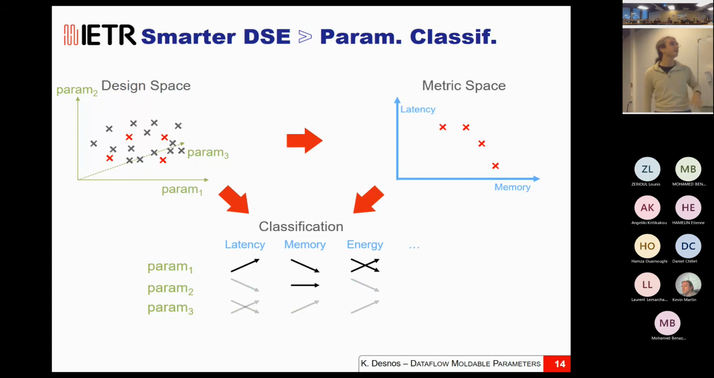And if we can do that, then we can go back to the parameter space. From this classification information, we can try to select in a smart way the moldable parameters configurations that will make it possible for us to find the points on the Pareto front without having to explore the design space exhaustively. Okay, so this is something we would like to achieve.